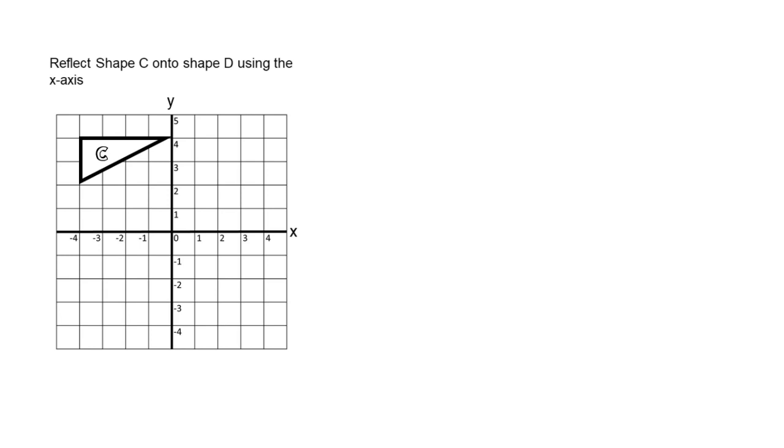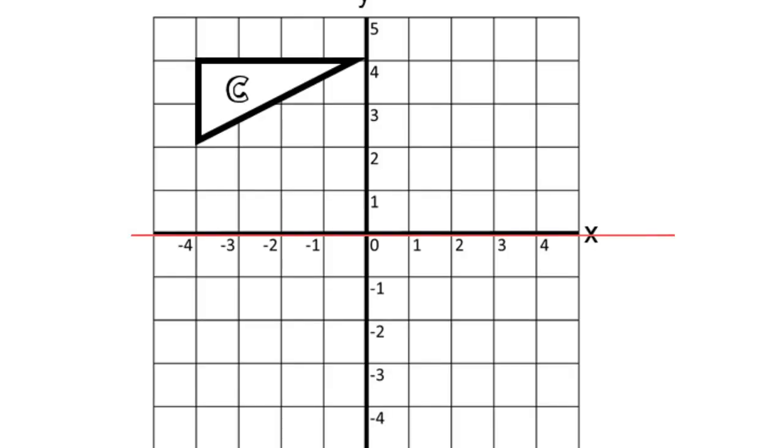In this video, we're going to be looking at reflection and reflecting shapes. Now we're asked to reflect shape C onto shape D using the x-axis. So our mirror line will be on the x-axis, which is here. Now if I count how far I am from the mirror line at this point, at this point, and at this point, it will then create my triangle as a reflection.